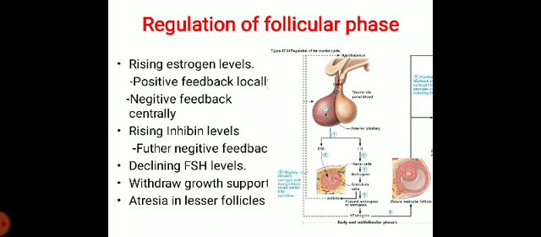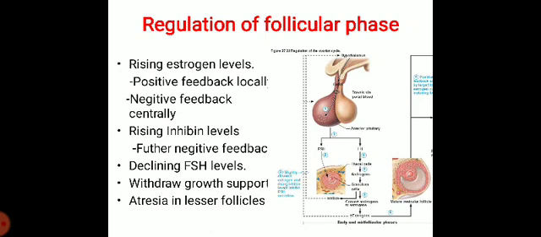Then regulation of the follicular phase. In the follicular phase, the rising estrogen level shows both positive feedback locally and negative feedback centrally. There is a rising inhibin level, further negative feedback, declining FSH level, withdrawal of growth support, and atresia in lesser follicles.